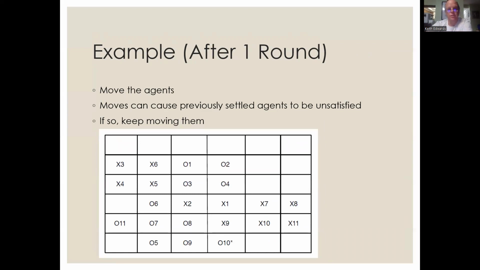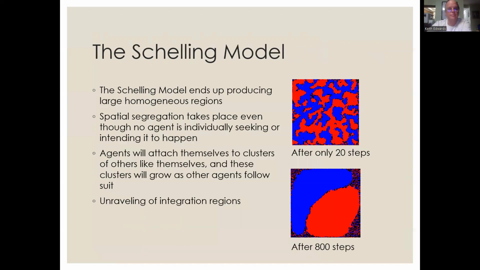We move the agents. Now, there are different ways that you can move the agents. You can do it by row. You can do it randomly, but we want to move the agents to an area where they'll be satisfied with their new neighbors. And moves can cause previously settled agents to become unsatisfied. And if that's the case, then we find the ones who are recently unsatisfied and move them. And we keep doing that until everybody is satisfied.